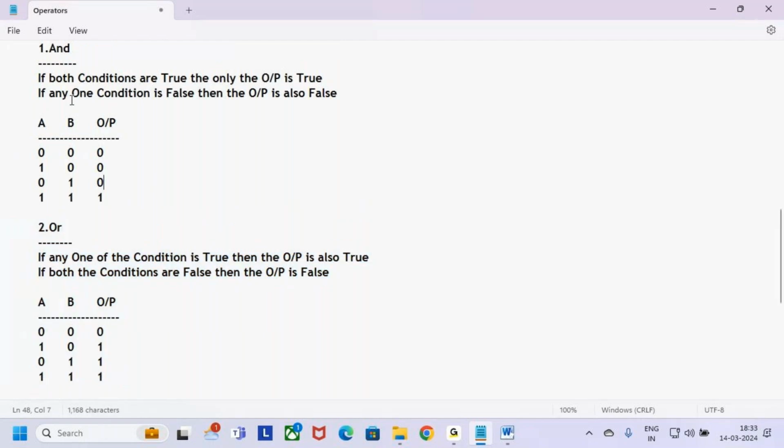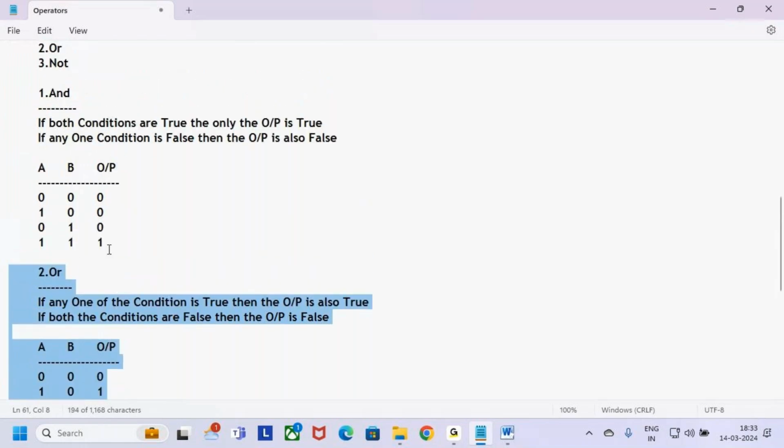How to understand the difference between the AND operator and the OR operator is simple. In the AND operator, we get the output as true only if both the conditions are true. In the OR operator, we get the output as true if any one condition is true. This is how to remember the AND operator and the OR operator easily.